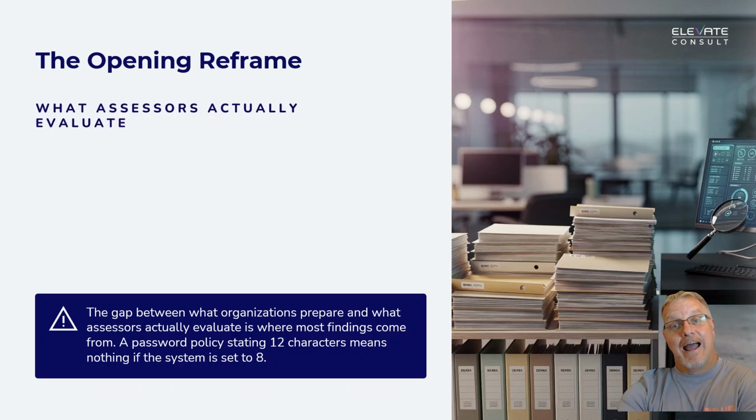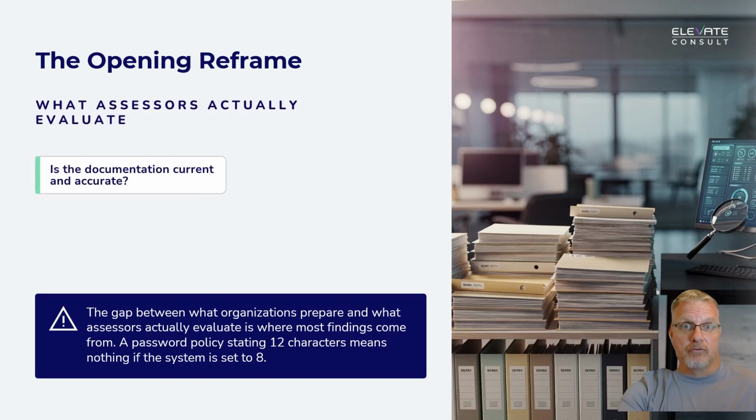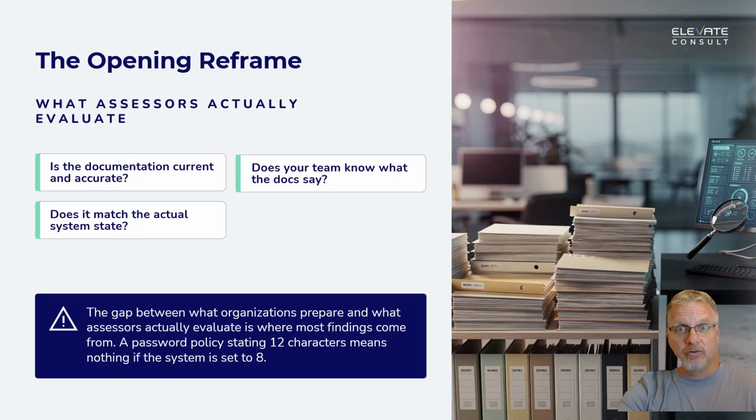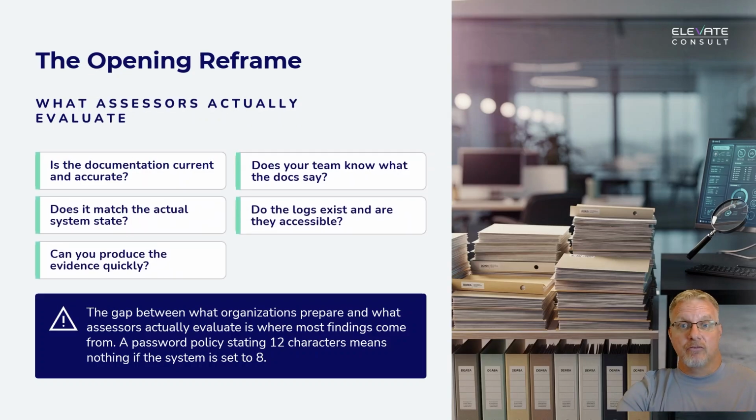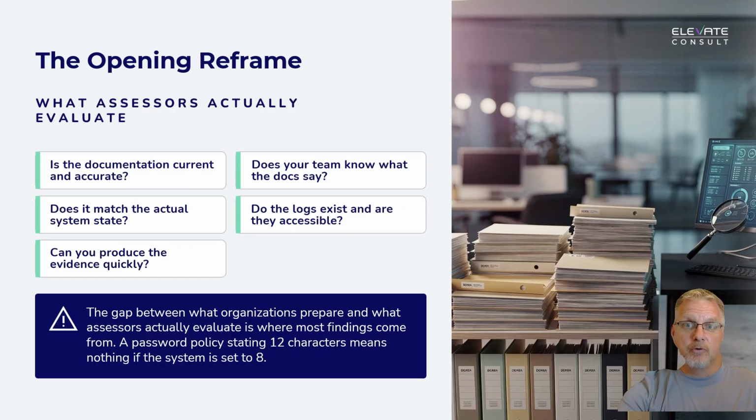So what assessors are actually asking is a different set of questions entirely. Is that documentation current and accurate? Does your team actually know what it says? Does it match the real system state, not the intended state? Can you produce the evidence quickly? And do the logs exist, and can you get to them? These are real evaluation criteria. Keep them in mind as we go through each area.